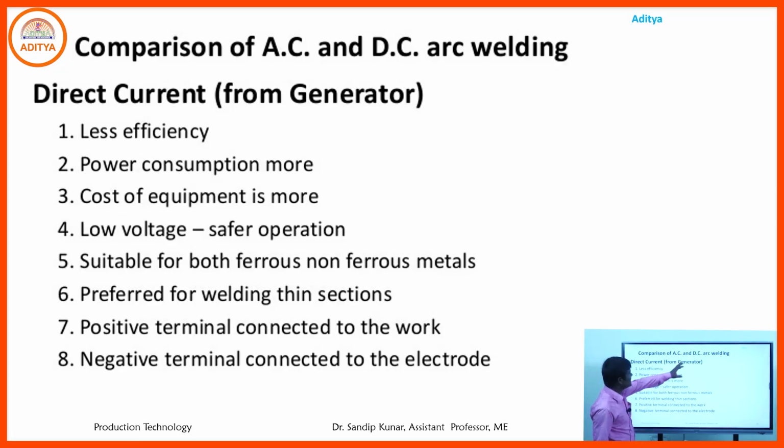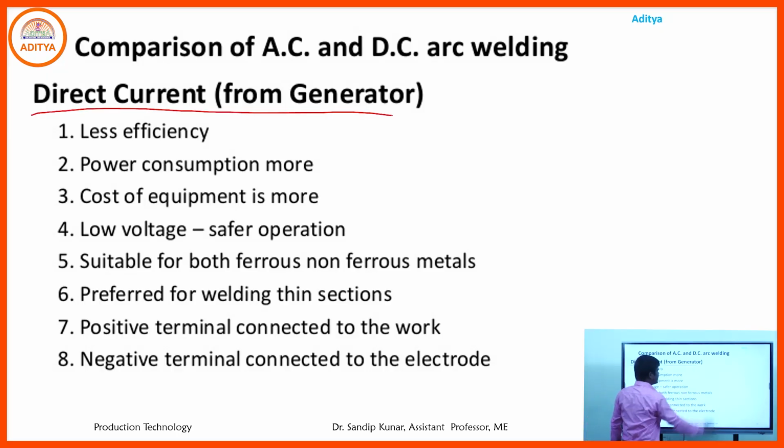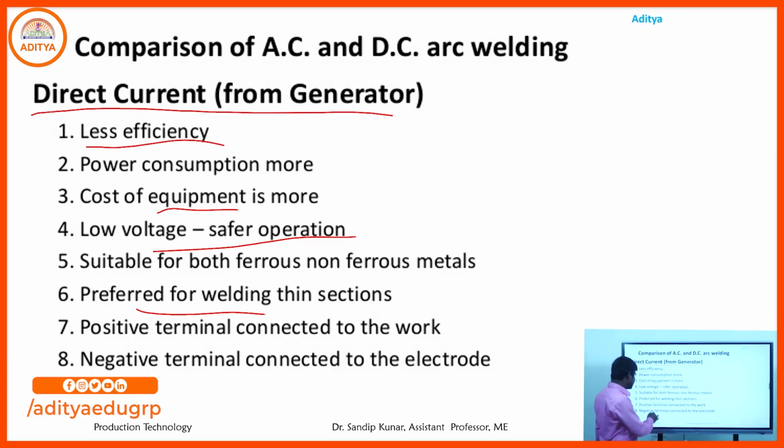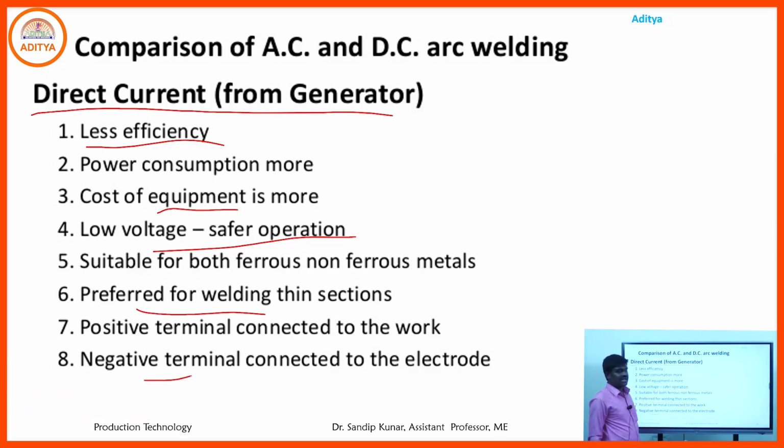What is the comparison between AC and DC arc welding? In case of direct current from the generator, it has less efficiency, power consumption is also more, and the cost of the equipment is also more. It has low voltage and safer operation, and is suitable for both ferrous and non-ferrous materials. It is also preferred for welding thin sections. The positive terminal is connected to the work and the negative terminal is connected to the electrode in case of direct current power supply.